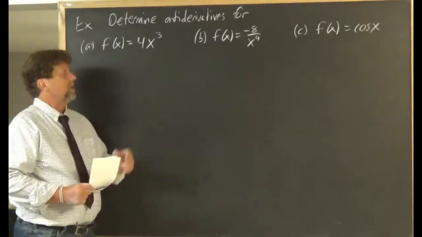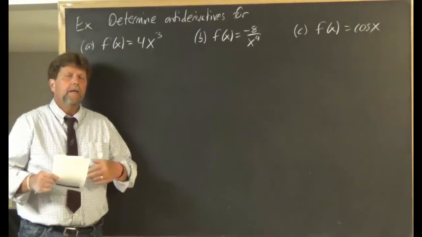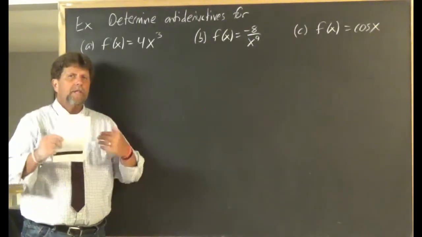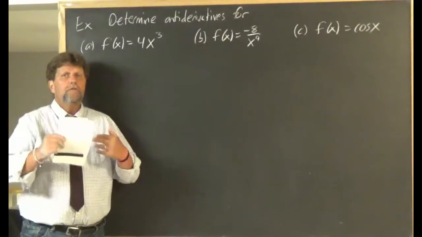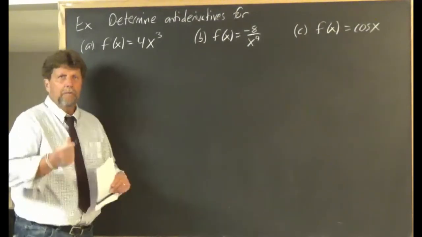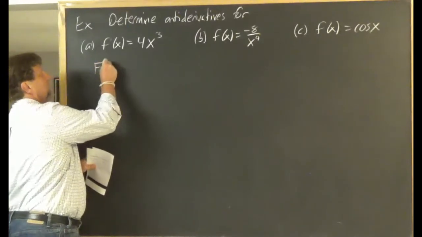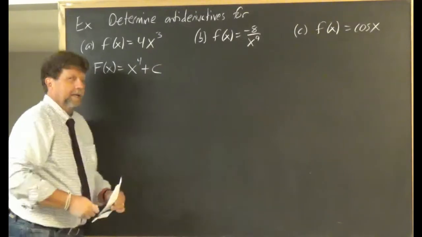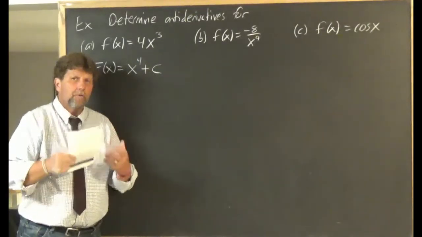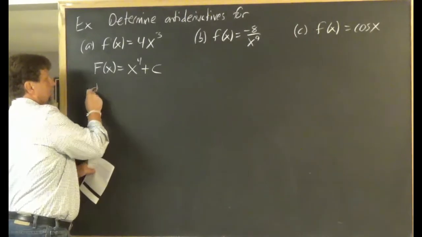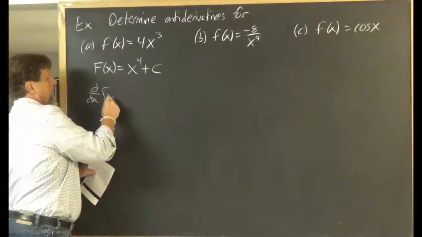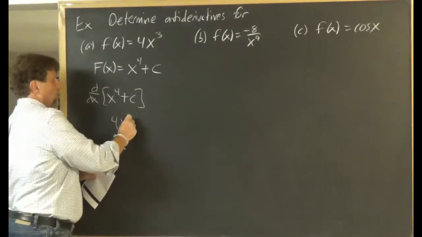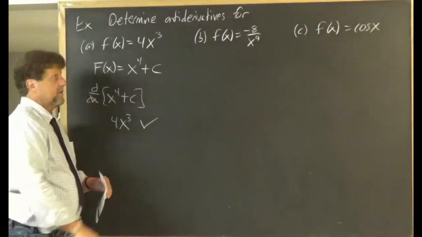So the first one is the function f of x equals 4x cubed. So like I said, this is like a game. We have the answer. What was the question? What was the original function whose derivative is 4x cubed? I think it is x to the 4th plus C. And I know I am correct by differentiating what I think the answer is. And when I differentiate this, I get 4x cubed. So it checks.